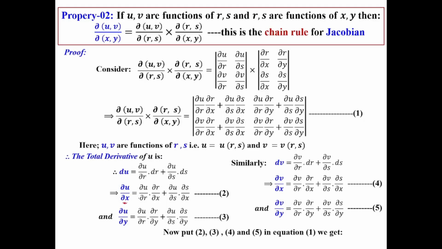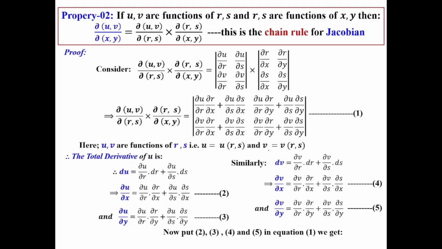Now differentiate with respect to x. Del u by del x equal to del u by del r into del r by del x, then del u by del s into del s by del x. Let this be your equation number 2. Again consider the differentiation of this equation with respect to y. Del u by del y will be equal to del u by del r into del r by del y plus del u by del s into del s by del y. Let this be your equation number 3.